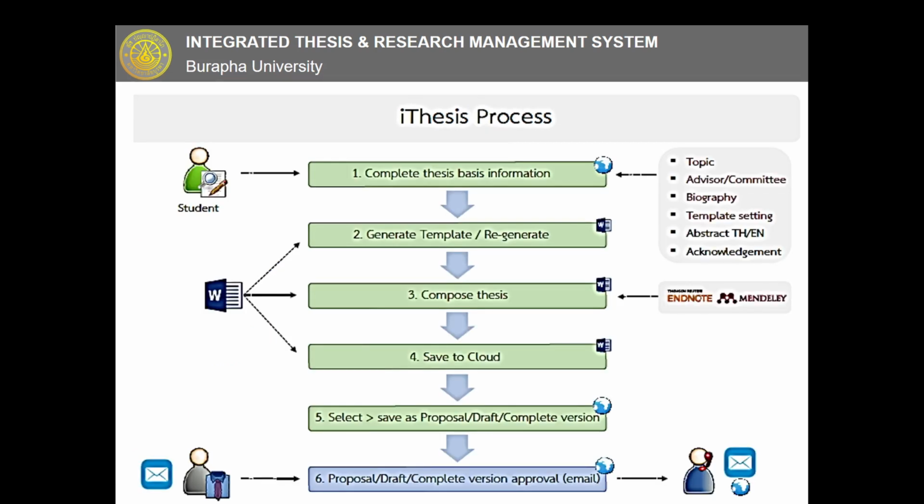So the process of using the iThesis, the first step is to fill in basic information on the web. The basic information is your topic, your advisor's name and advisor email, your committee, your biography, and template setting. When you are allowed to work, then your abstract and acknowledgement will appear in the iThesis later on.